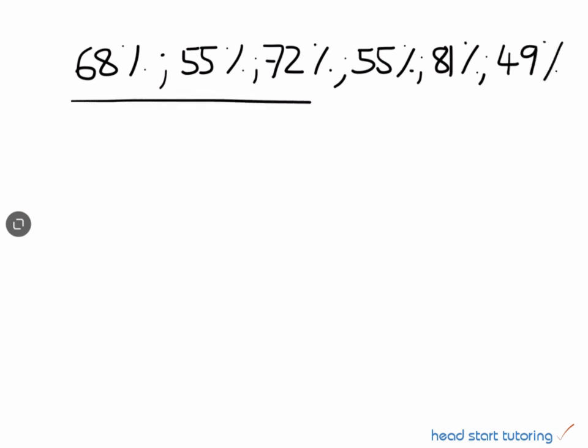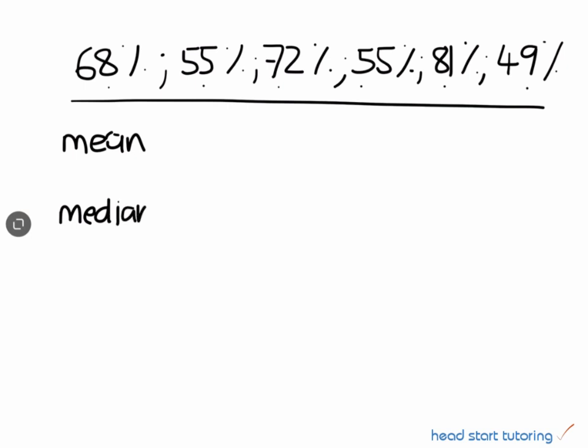If we have a look at these percentages, a question could be: these 1, 2, 3, 4, 5, 6 students achieved these particular results in a maths test. Let's find the mean of these results. Let's find the median of these results. Let's find the mode and the range. So these are your 4 types of averages.